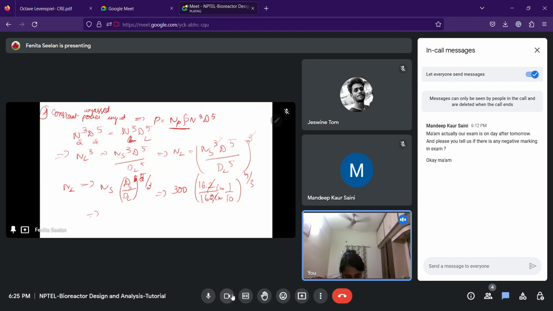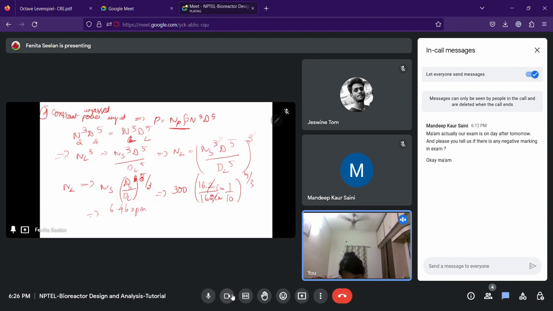So it would be 1 by 10.1, the whole power of 5 divided by 3. It's around 6.46. So if you use your design criteria, scale-up criteria, as constant ungassed power input, then your impeller in the large scale reactor, sorry, the agitation rate would be 6.46 rpm.